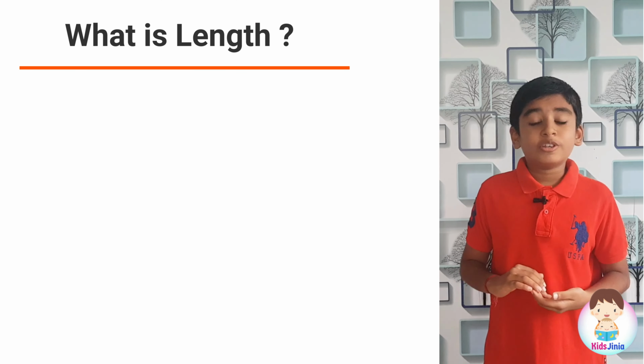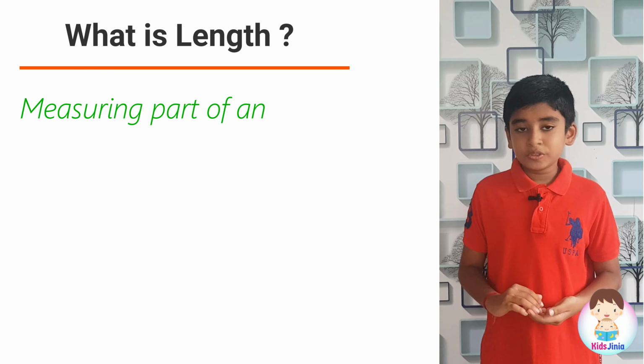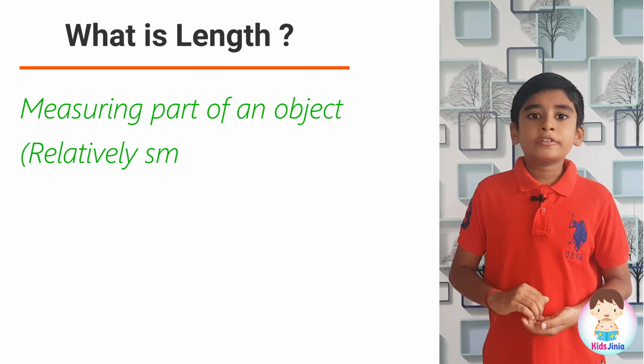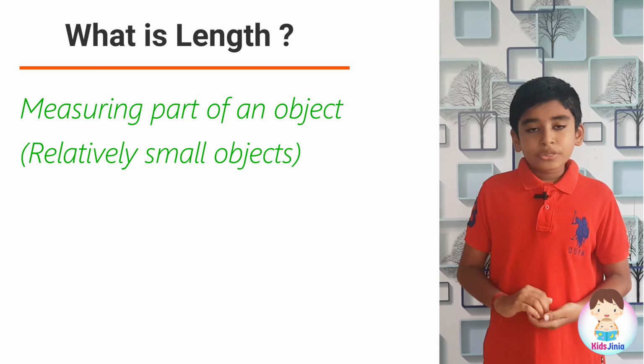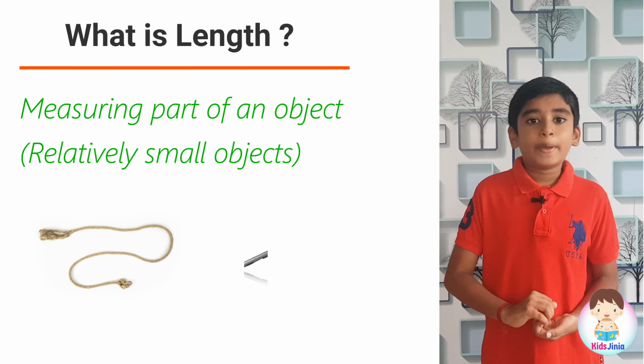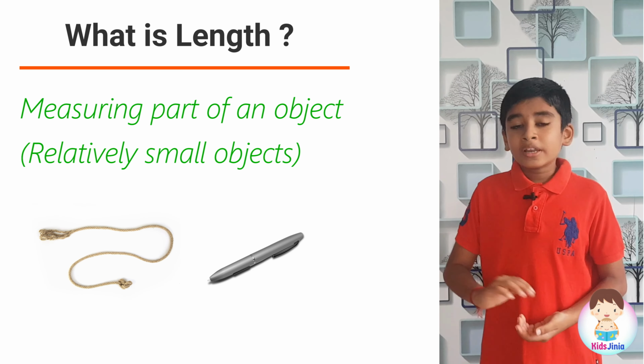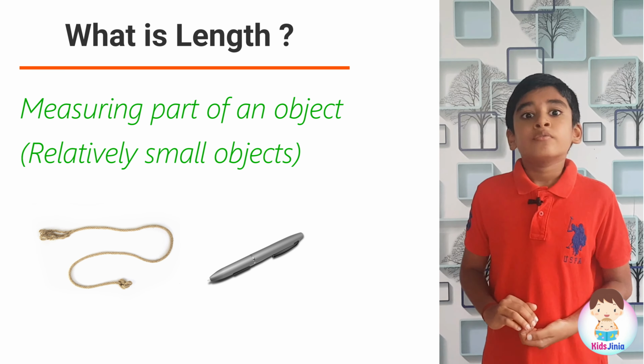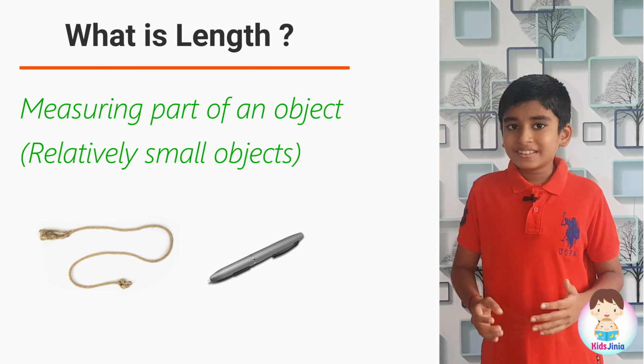Topic: yes, it's length and distance. First, let's understand what is length and what is distance. Length is used to measure the part of an object. For example, the length of a rope, the length of a pen, like that. For relatively small objects, we use the term length.